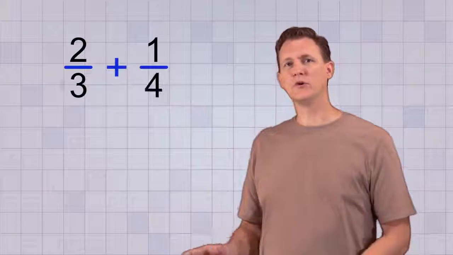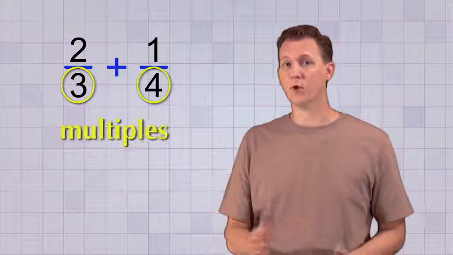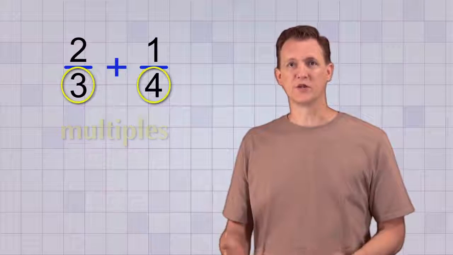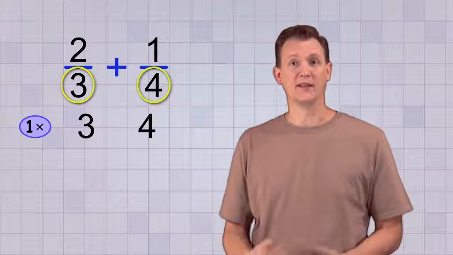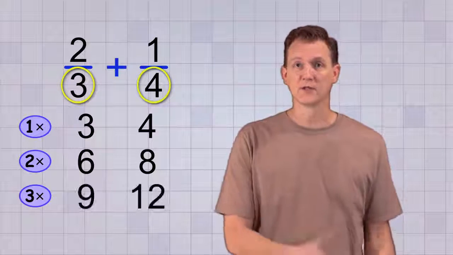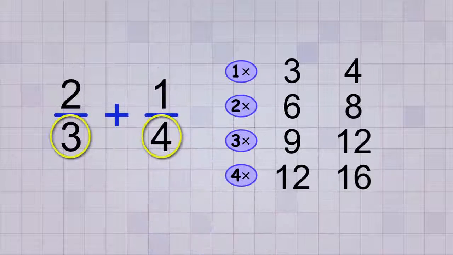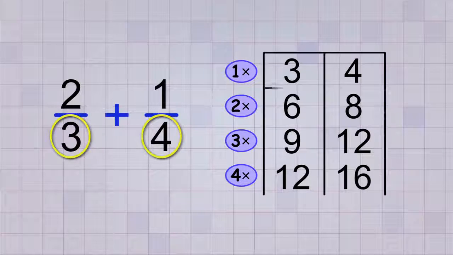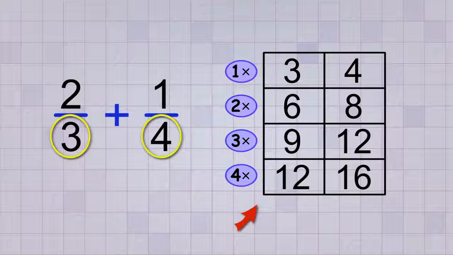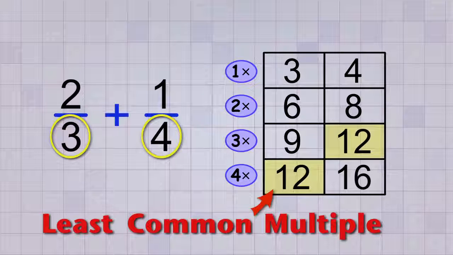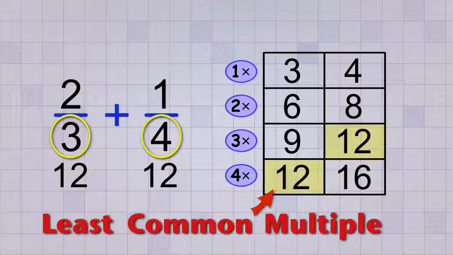First, we'll take the two different bottom numbers and start making multiples of each of them. We start with 1 times the numbers, and then 2 times, and then 3 times, and 4 times, and so on. It helps to arrange these multiples in a small table, almost like a scoreboard, so that you can keep things organized and easy to find. We'll stop making multiples as soon as we find an answer that's the same for both numbers. That answer is called the least common multiple, and it will become our new common denominator.